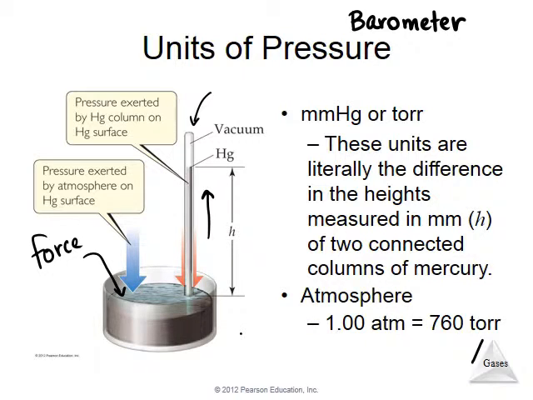Well, what a man named Evangelista Torricelli recognized was that if we can look at the difference between those two heights of mercury, then we can equate that to the amount of atmospheric pressure that's caused by the air pressing on the surface of the earth.